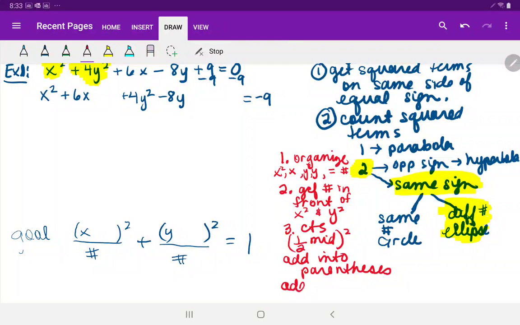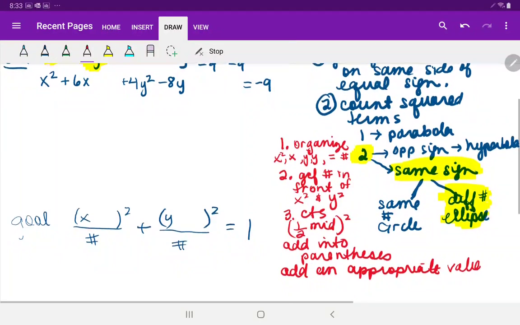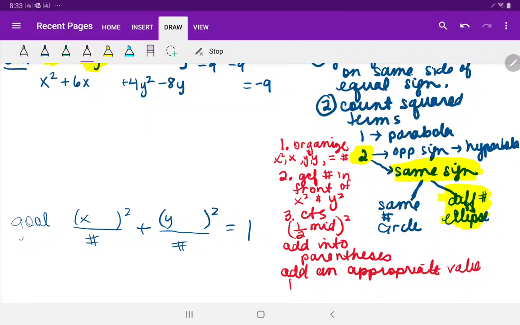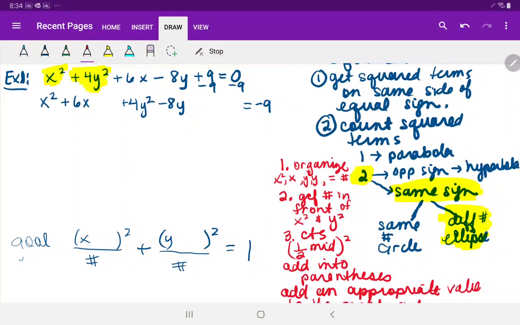And then you're going to add, we're going to call it an appropriate value to the right side. Okay, so let me show you what that means in this problem. So for this one, I'm going to do half. Well, not yet. I'm not going to do the half yet.